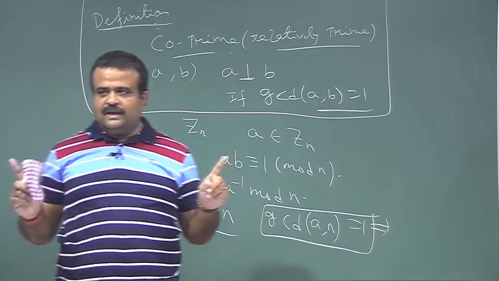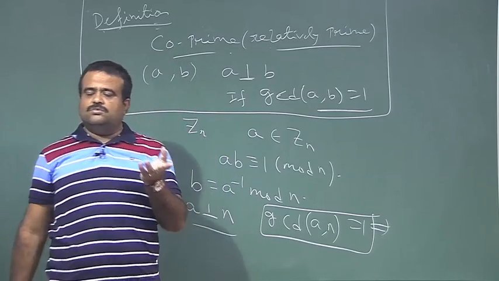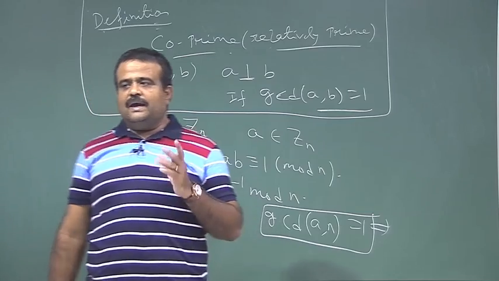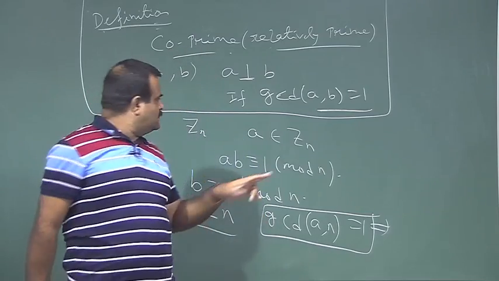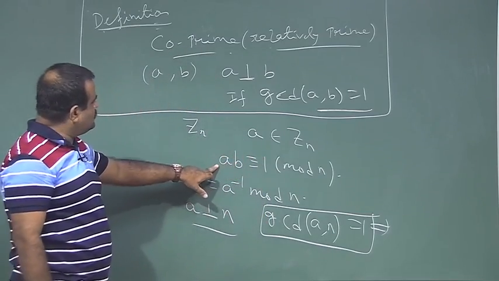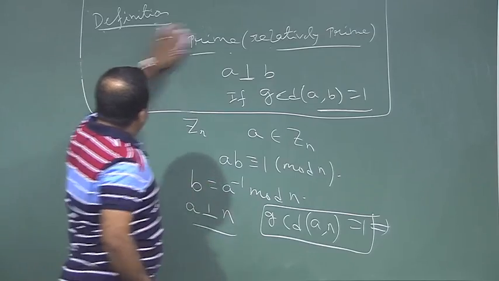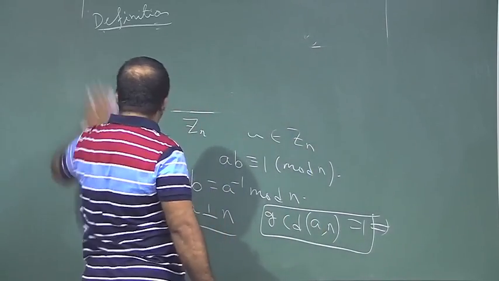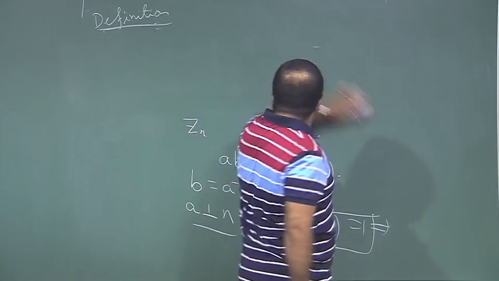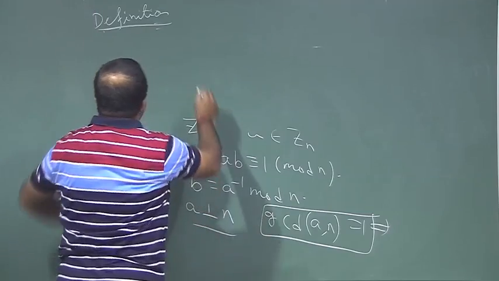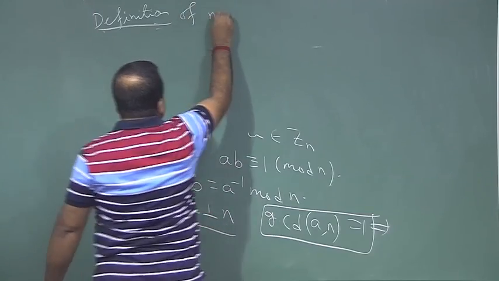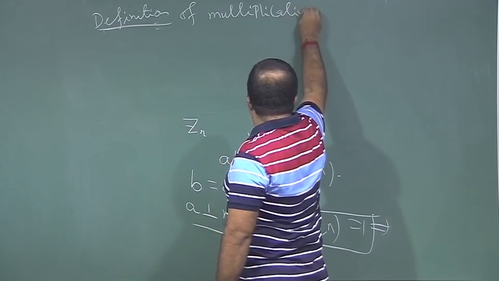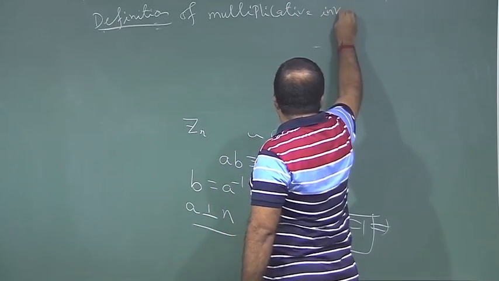So, we take an integer n, we take another integer A, and we say A has an inverse. This is the definition of multiplicative inverse under mod n. So, what is the definition? We can just write the definition of multiplicative inverse.